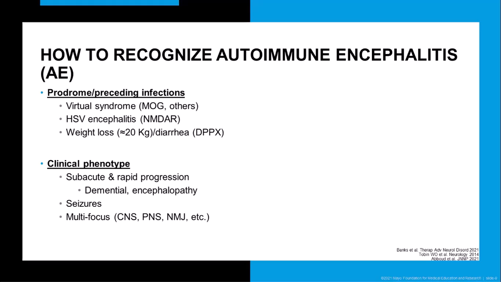When we think about the clinical phenotype of autoimmune encephalitis, we need to distinguish it from the neurodegenerative disorders, which are more insidious and slowly progressive over time. So really, these disorders are generally quite subacute. They come on over days to weeks, and they have a rapid progression. So they more mimic a rapidly progressive dementia than an insidious dementia. Patients commonly have seizures in addition to the encephalopathy, but patients can have multifocal other involvement in the central nervous system or the peripheral nervous system or the neuromuscular junction, either concurrently or subsequently when they present.